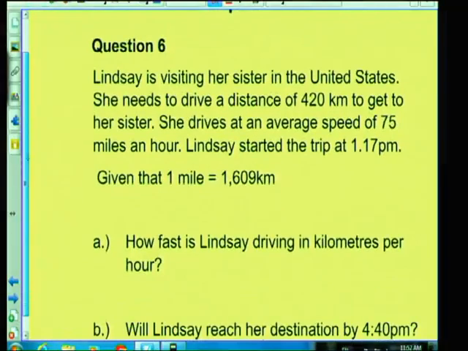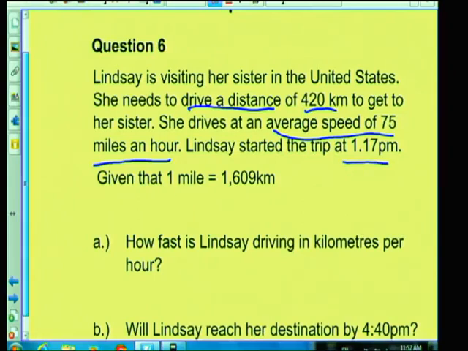Okay, I think it's time to look at our last question. It's quite a nice one, so let's get going. It tells us that Lindsay is visiting her sister in the United States, and she needs to drive a distance of 420 kilometers to get to her sister. She drives at an average speed of 75 miles an hour. So that's different. Lindsay started the trip at 1:17 p.m. So that's just after lunchtime.